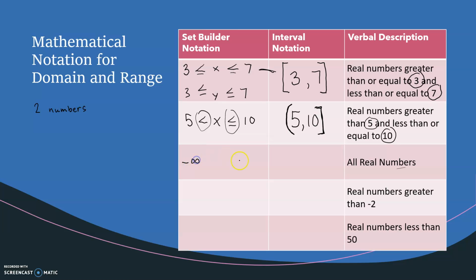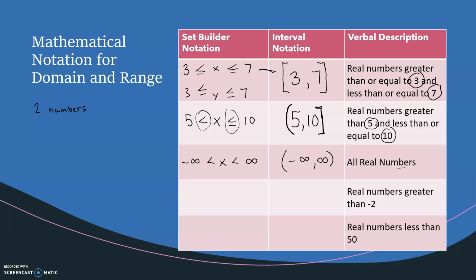All right, the verbal description: all real numbers. The two numbers in between aren't really numbers, but we're going to call it negative infinity to infinity. So our x is somewhere between negative infinity and infinity. We're not going to include the infinities because you can't really be infinity, so we'll always put less than bars on those.